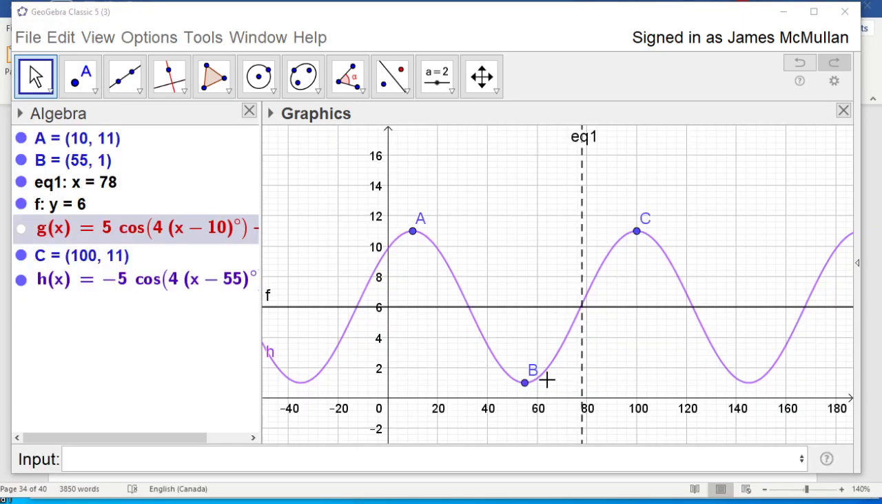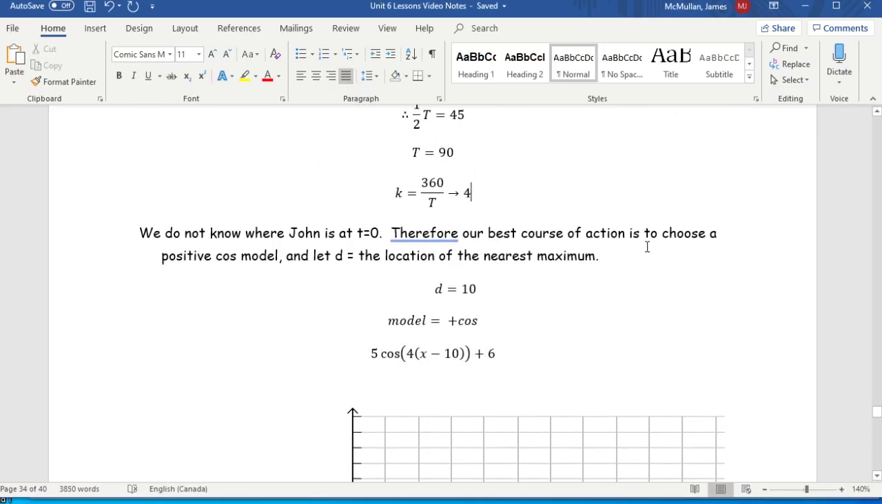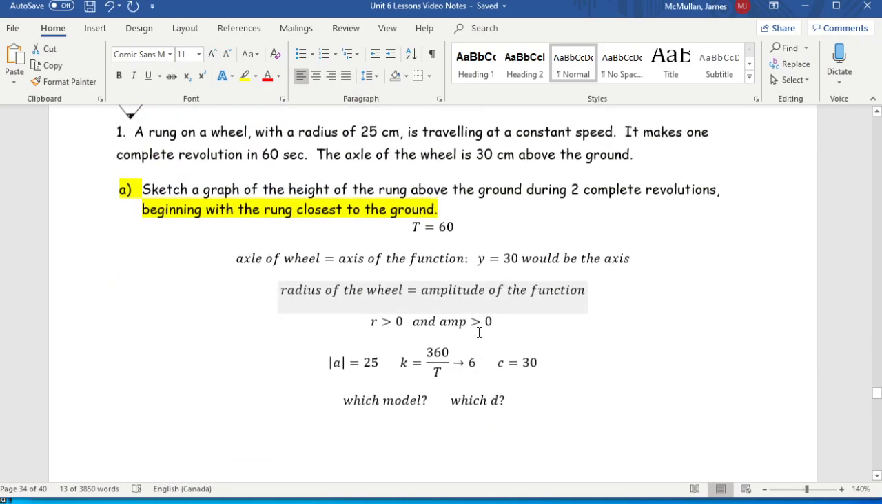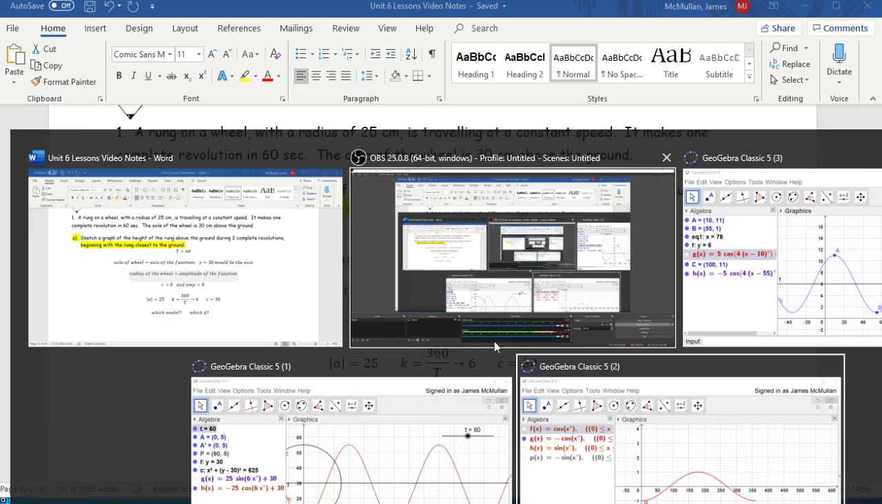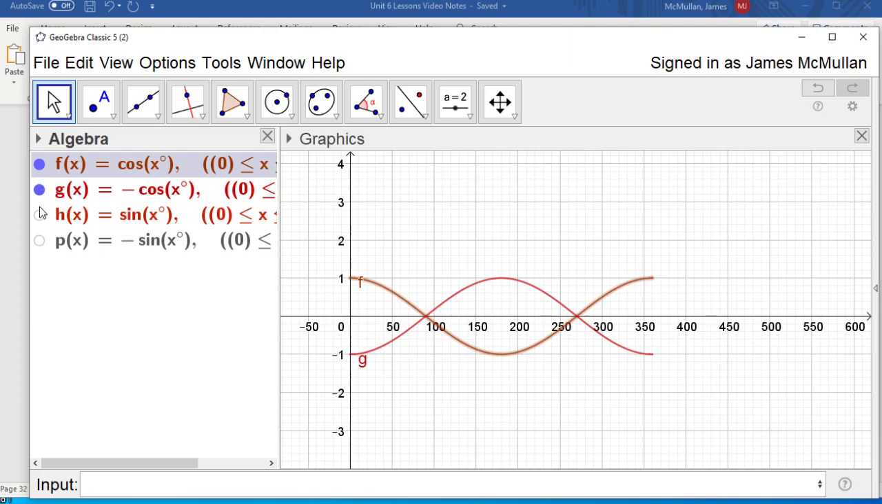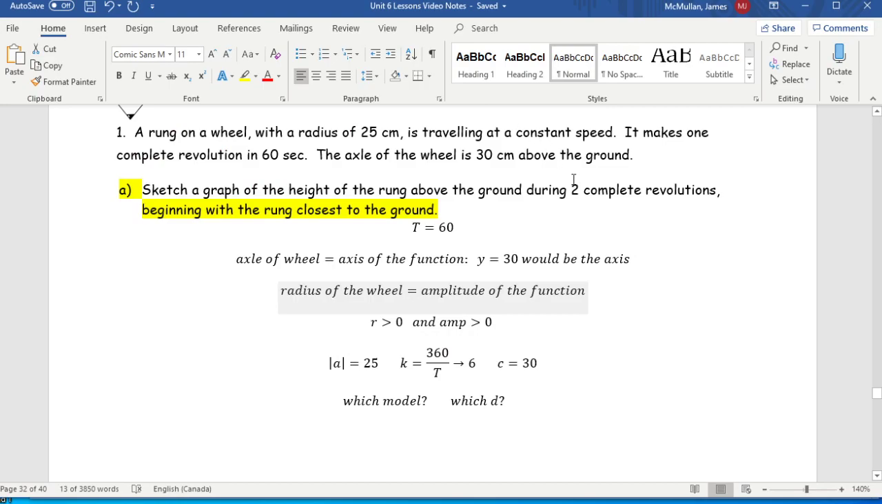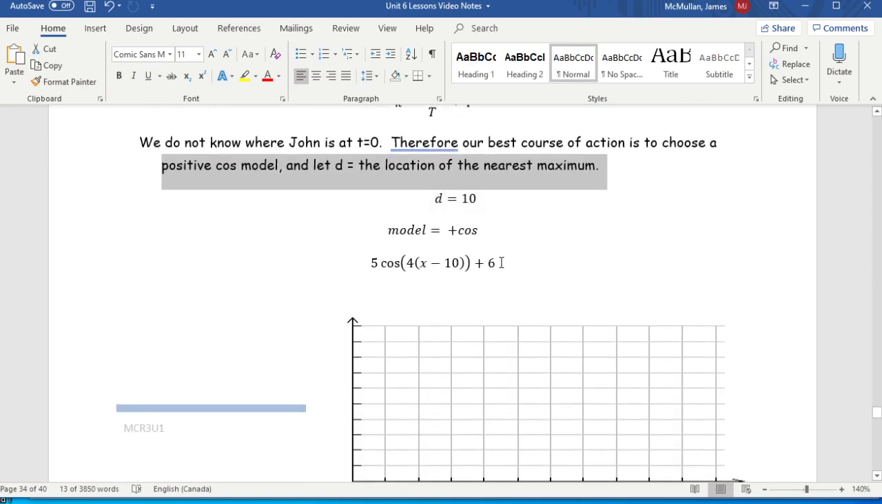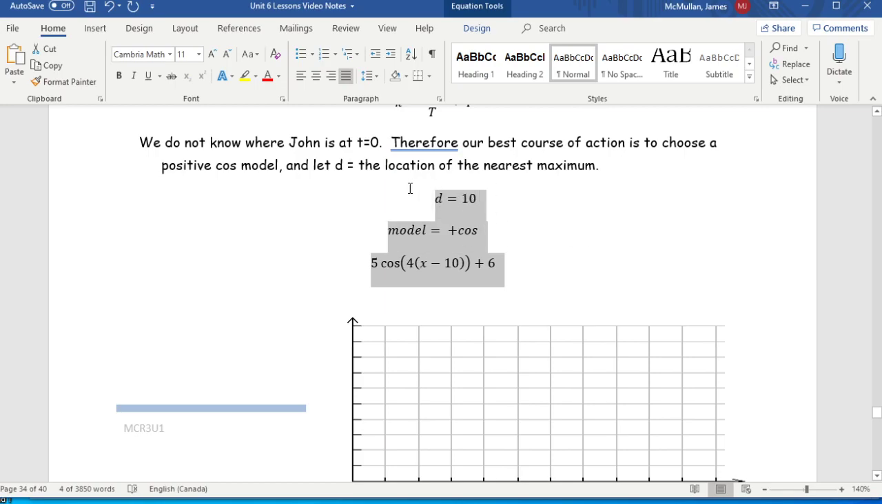What I suggest, in general, the easiest thing to do is if your model matches up perfectly with one of our 4 models, so remember, our 4 models are these ones. If it starts at a minimum, starts at a maximum, or starts at the axis, then I would pick the right model, because I don't need to worry about d if I pick the right model. If it doesn't, or I don't know where it starts, or I'm confused, then I would just look for the nearest maximum, pick a positive cos model, and let that d be the value of the nearest max.